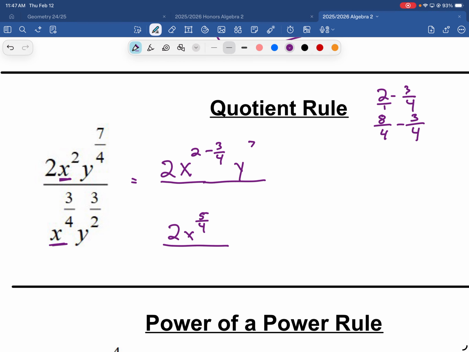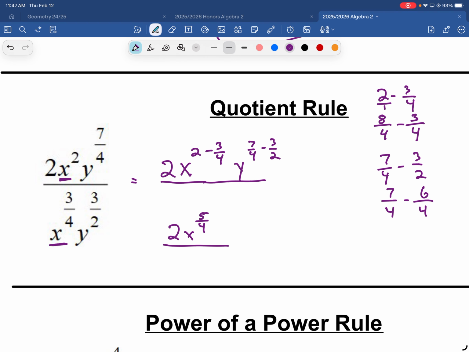And now we take care of the y's. The y's, we have 7/4. We have to subtract what from 7/4? 3 over 2. It's the exponent of my denominator's y base. So that's going to be 7/4 minus 3/2. Common denominator is 4 again. What's the equivalent ratio to 3/2? 6 over 4? Yep. 6 over 4 and 3/2 are equivalent ratios.